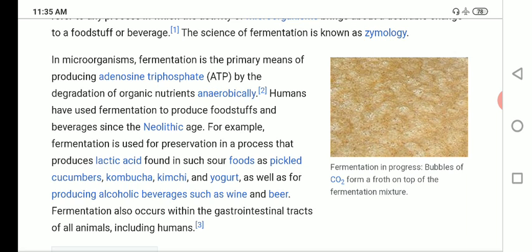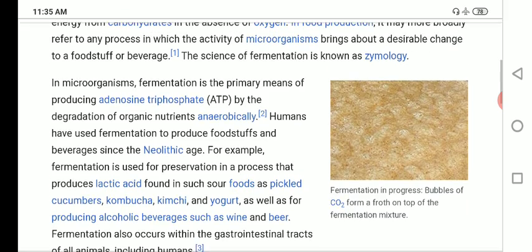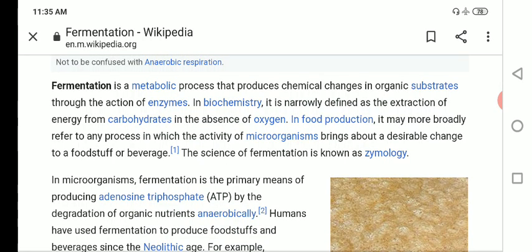Fermentation also occurs within the gastrointestinal tract of all animals, including humans. So what is fermentation? Basically, it is a metabolic process that is carried out by enzymes, and those enzymes turn an organic substrate into a different product that has different characteristics, different flavors, different aromas, different fragrance than the previously used raw material. So this term has broader definitions as far as the area is concerned.